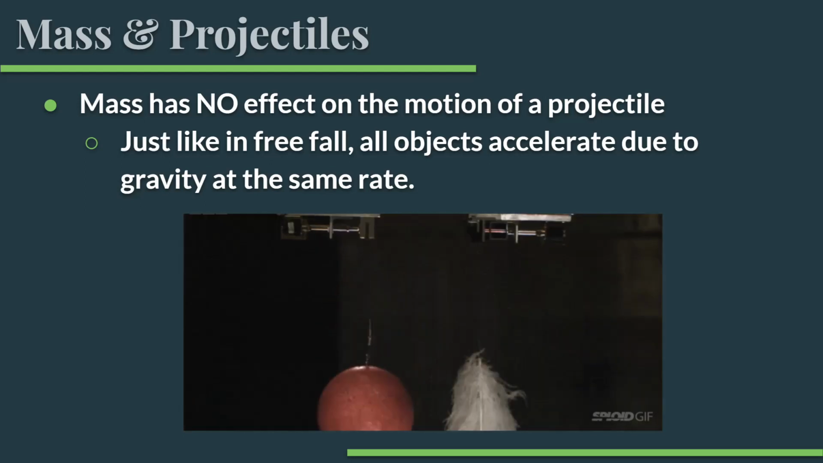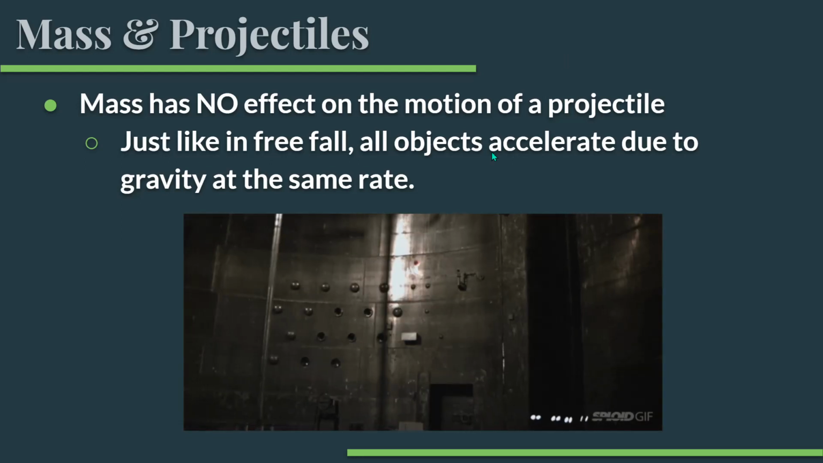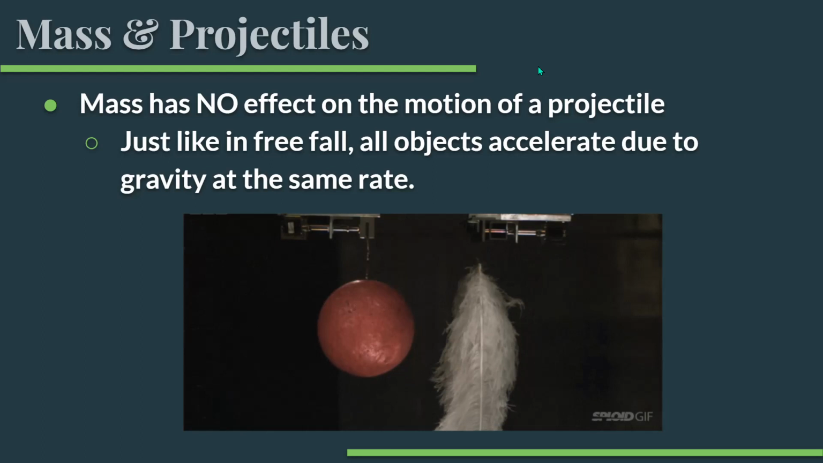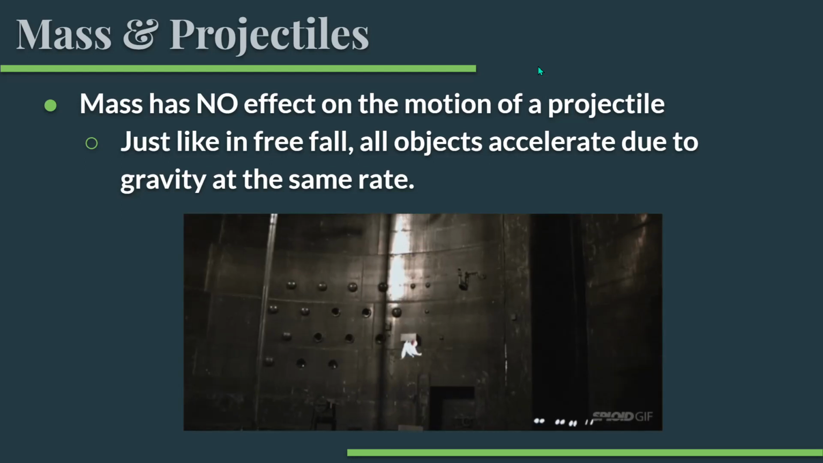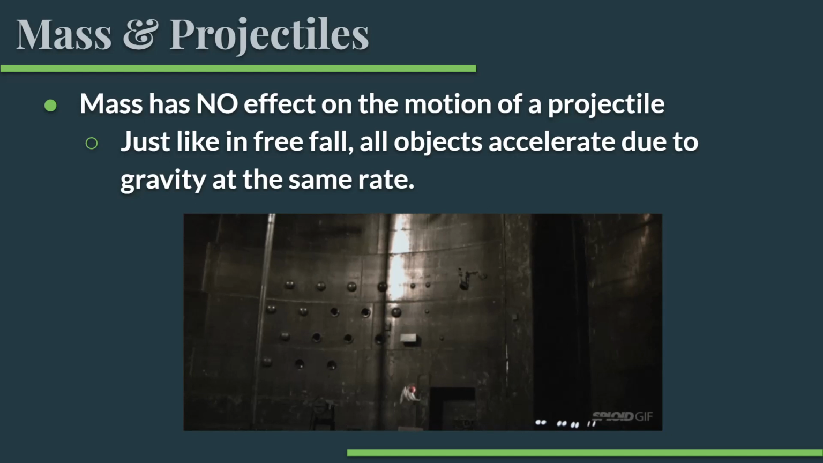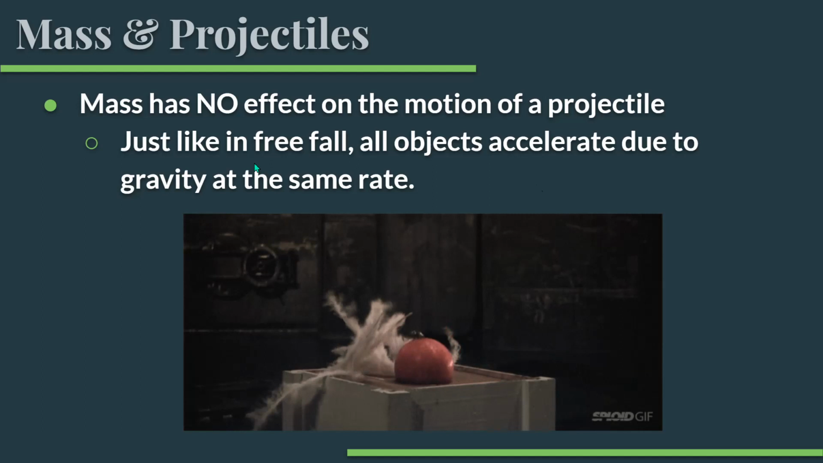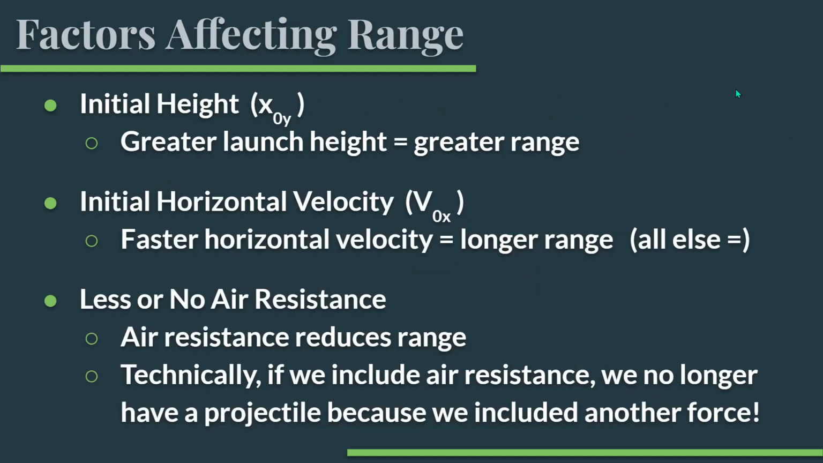Okay, so the mass, again, does not have an effect on an object in free fall, and therefore it doesn't have an effect on these projectiles either. Whenever we're looking at free fall and the only force is gravity, that vertical motion, whether it's dropped or launched, is the same. And so it won't be affected by mass. These are the factors that affect range. So not mass, but initial height does, initial velocity does, and air resistance does.